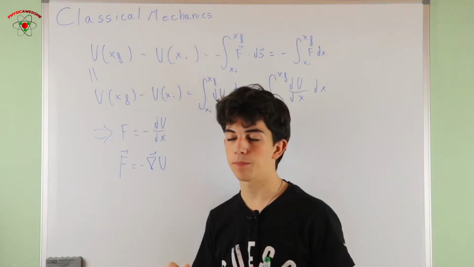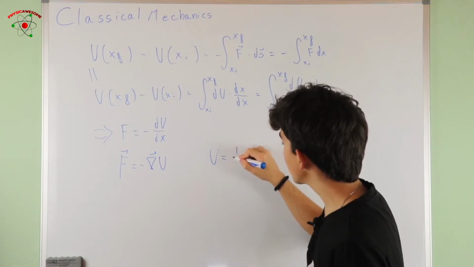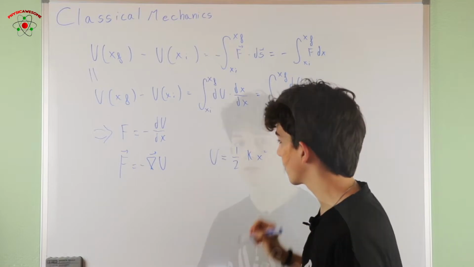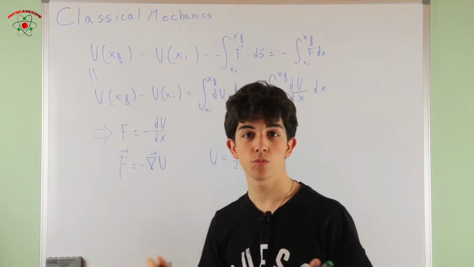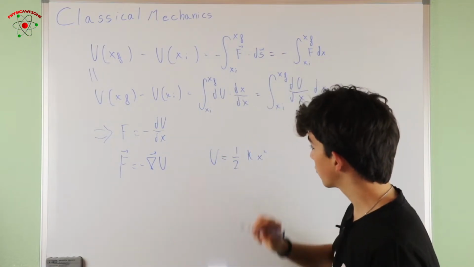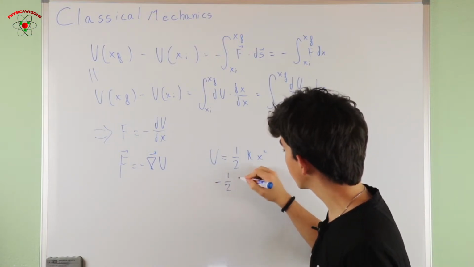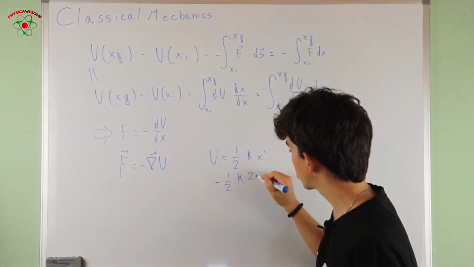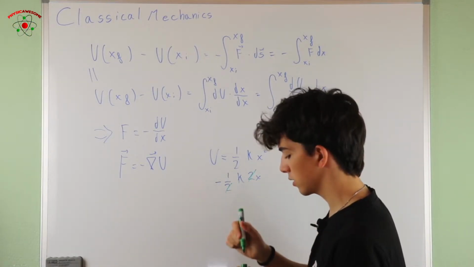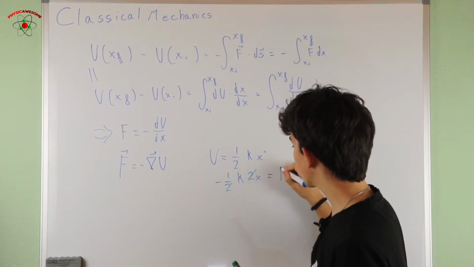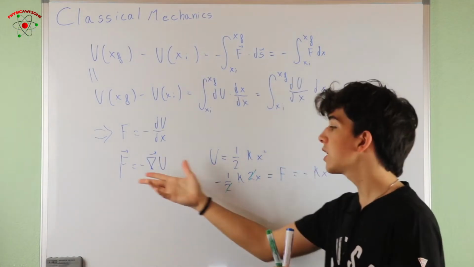Let's see this in an example. Earlier, we found that potential energy for a spring was 1/2 kx squared. By applying this formula, we should find the formula for the force in a spring. If we differentiate this and put a minus sign, we'll get minus 1/2 k times 2x. So we can cancel this 2 with this one, and this is indeed equal to the force, which is minus kx. So it actually makes sense.